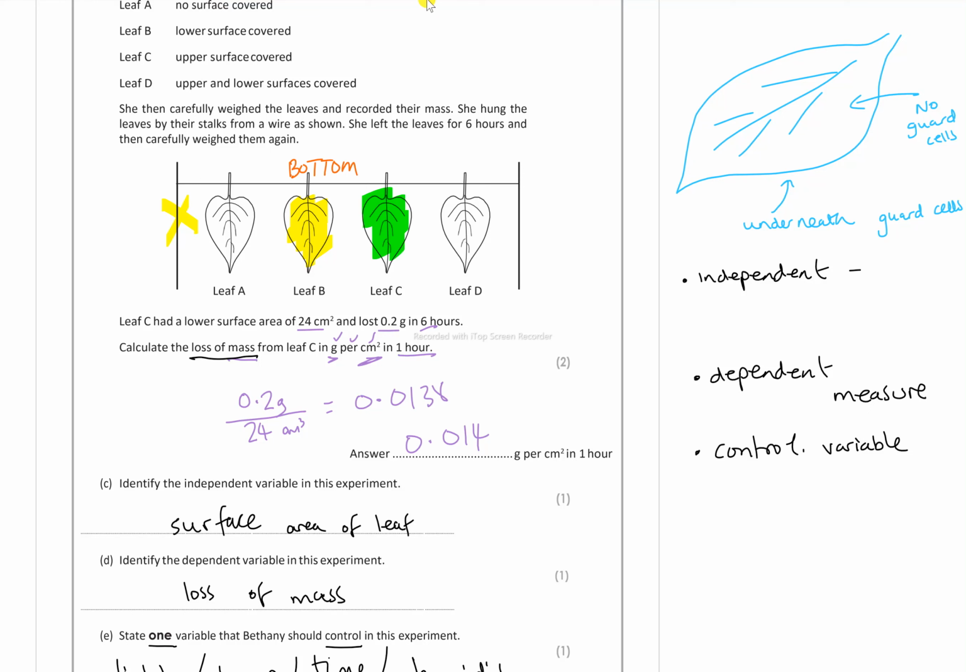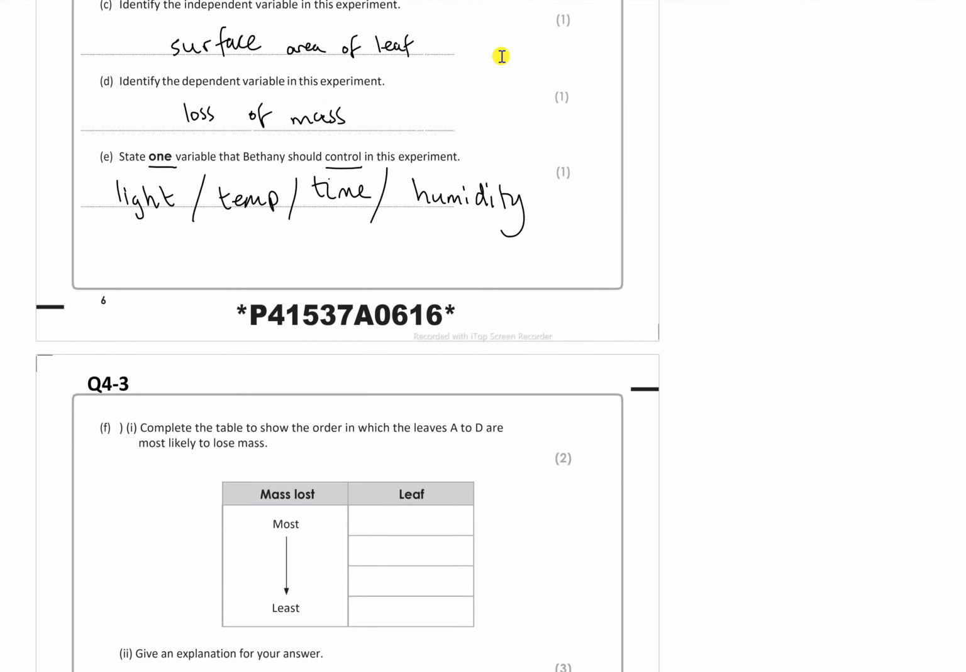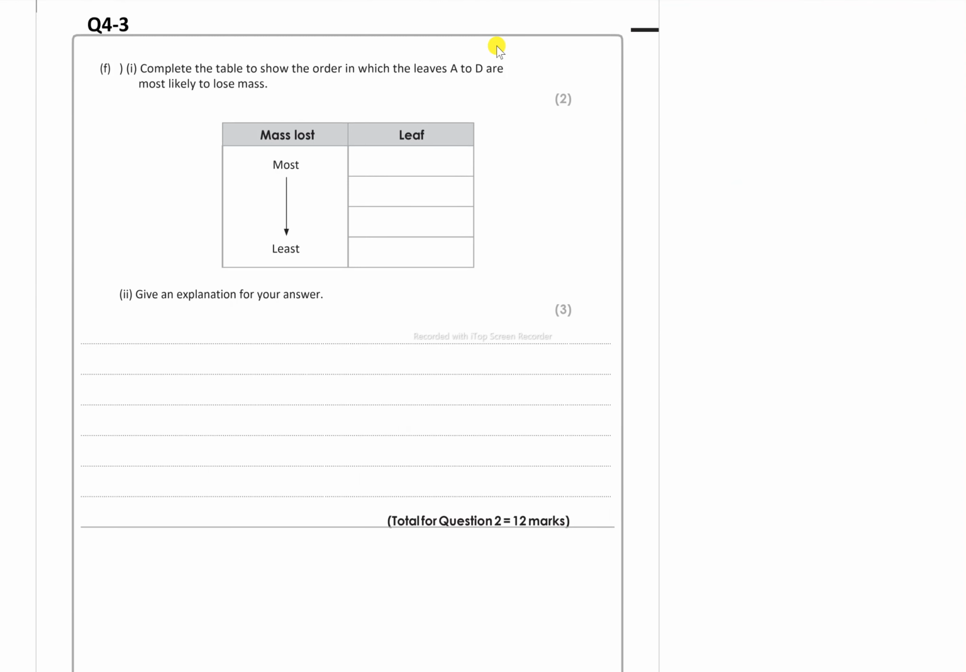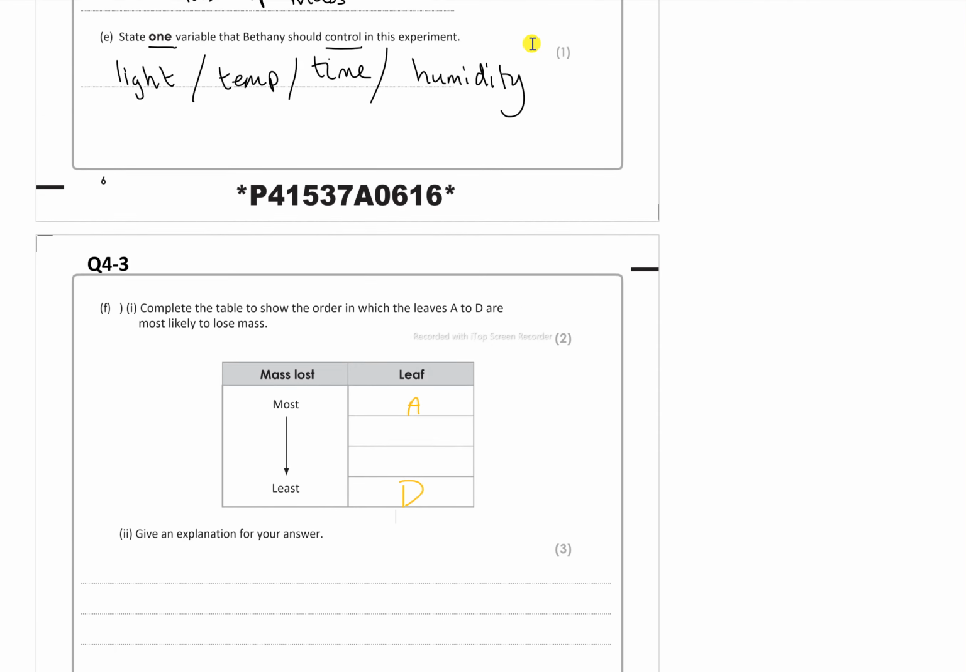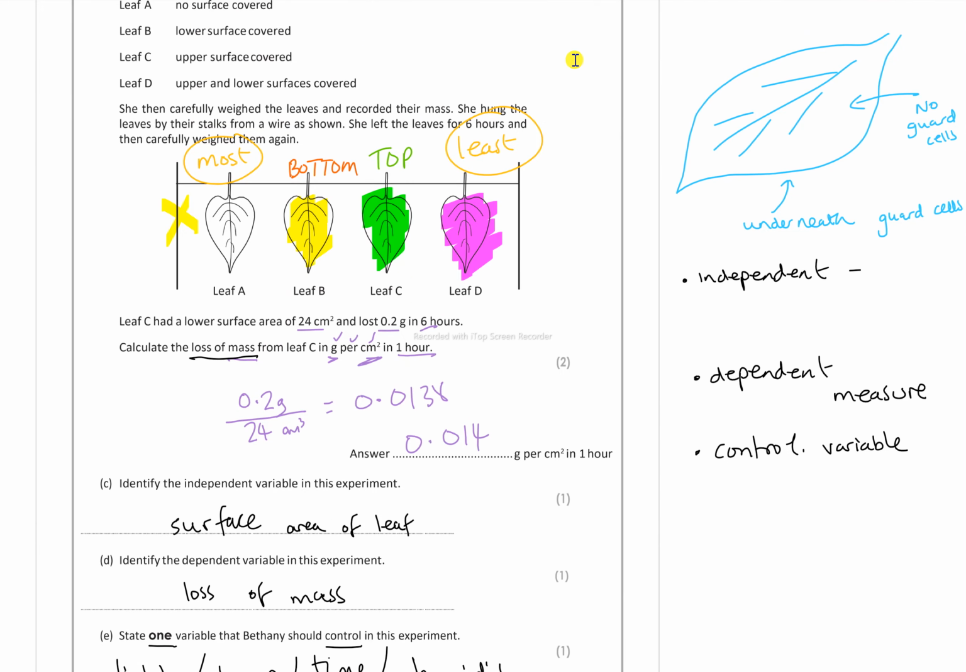This one here is the top, and this is both. So what's going to happen? Straight away we can tell this is going to lose the most because nothing is covered, and this is going to lose the least because everything's covered. So we can do A and D. A most, D least. Right. Now the question is, which out of these two is going to lose the most?